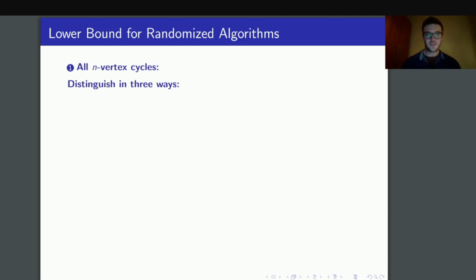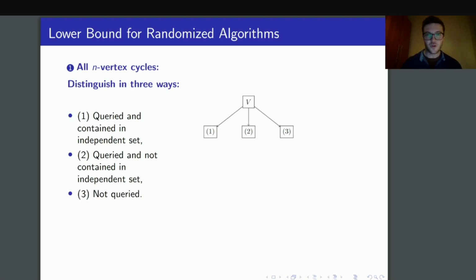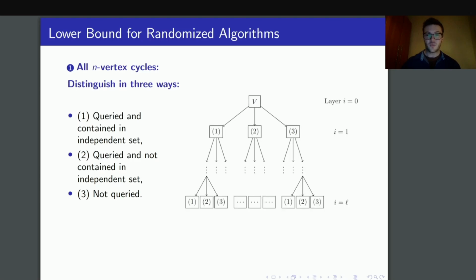Maximal independent set queries distinguish vertices in three ways. The vertex set is split into vertices that were queried and contained in the corresponding independent set, vertices that were queried but not contained in the independent set, and vertices that were not queried. And viewed in this way, our vertex set is partitioned into three subsets after one query. After further queries, the vertex set will continue to be divided into three sets for each of these, and this forms a tree where each layer in the tree corresponds to a query.